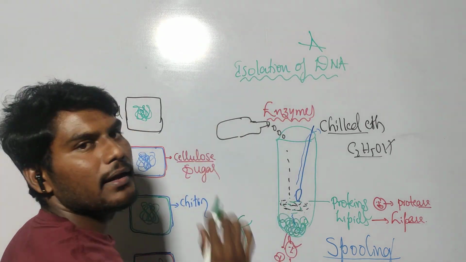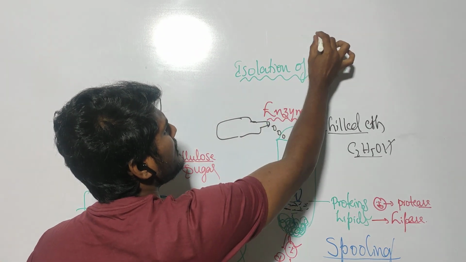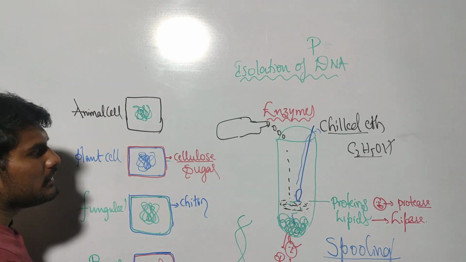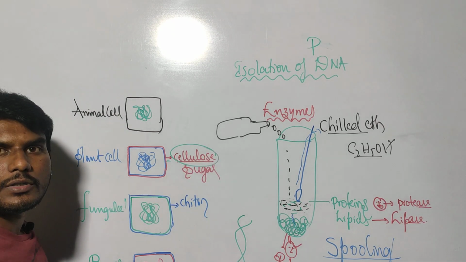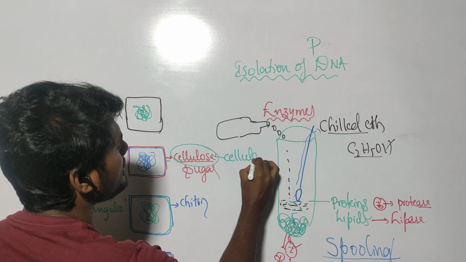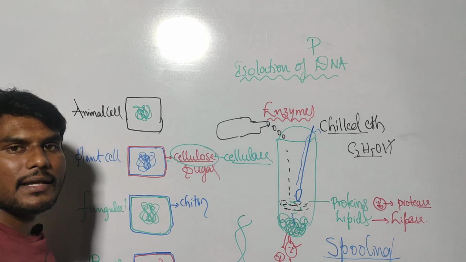Animal cell's DNA. So if you want to take the plant cell's DNA, first we have to break the cell wall. The cell wall is made up of what? Cellulose. So to break this cellulose, we have to add the enzyme cellulase.